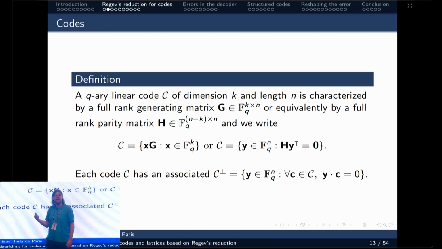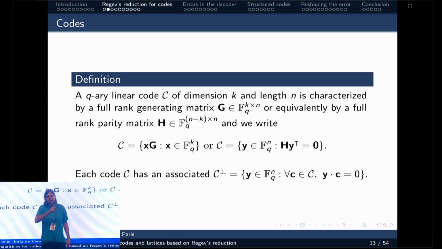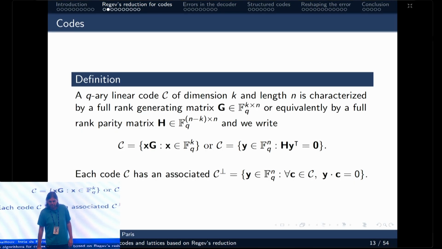So this code can be specified by a generating matrix. You can also see a code as the kernel of some parity check matrix H, both of full rank here. And for a code, we also associate a dual code, which consists of all the words which are orthogonal, using the canonical inner product of F_q^n, to each codeword. So these are the basic definitions for codes.